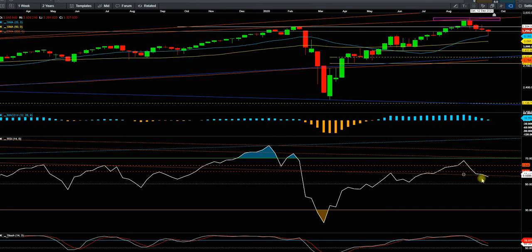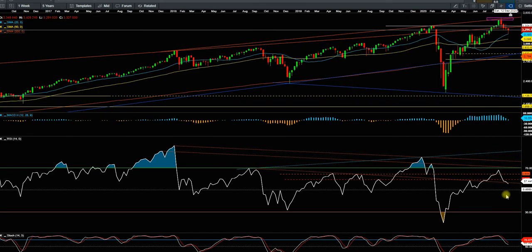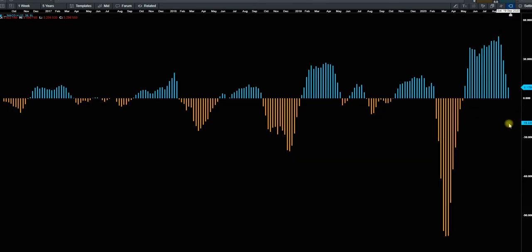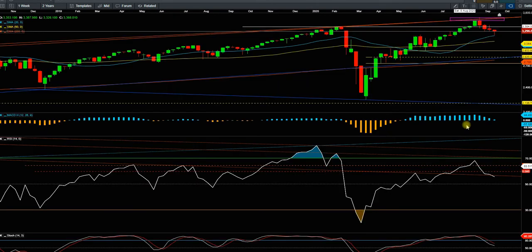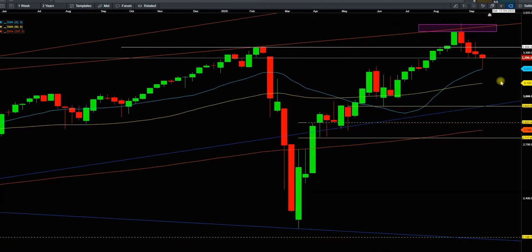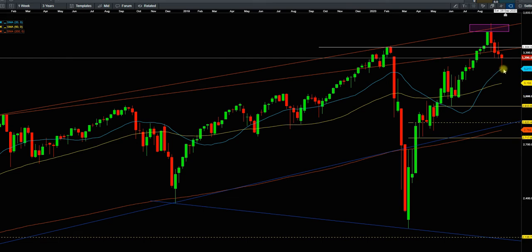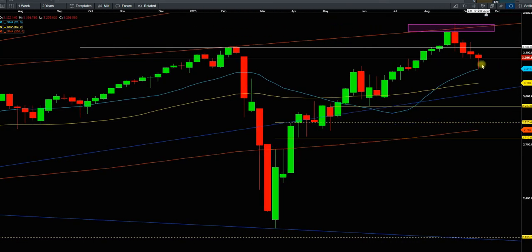RSI actually went down here, but we are still above 50%, which is bullish. MACD lost its momentum, which is normal, but hopefully we are not getting to the bear side. If we go, we will change our analysis. But right now, I'm on the side that I'm cautiously bullish, because this is a very nice reaction.